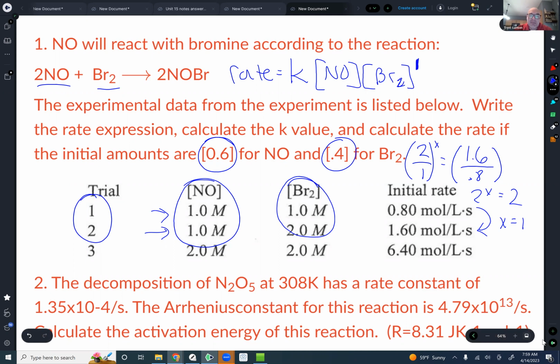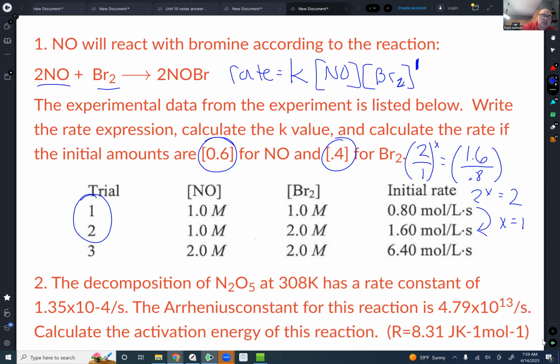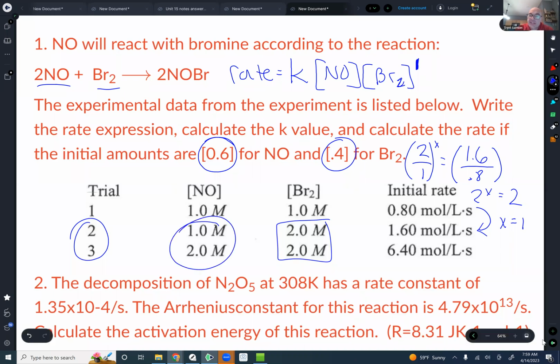Now let's do the same math principle. Let's set up the same type of exponential ratio for trials 2 and 3. Notice Br did not change in trials 2 and 3. What did change is the NO doubled, and we still got a change in the rate. So again, I'm going to set up another little expression here. I'm going to say 2 over 1, the big over the small, equal to, and this time I'm going to use a z so that it's a different value. You don't think that they're going to be the same. It could be any letter.